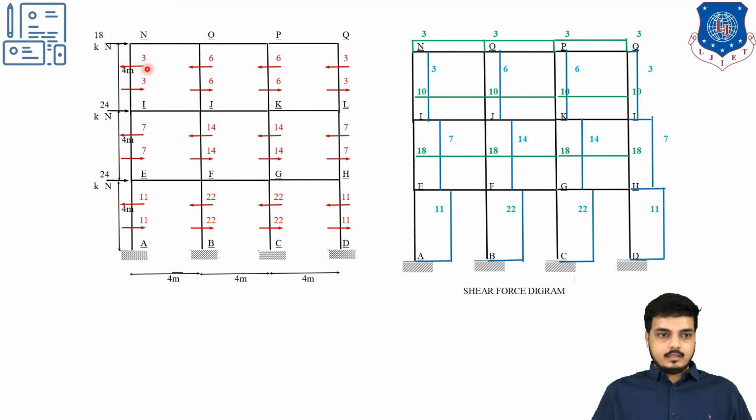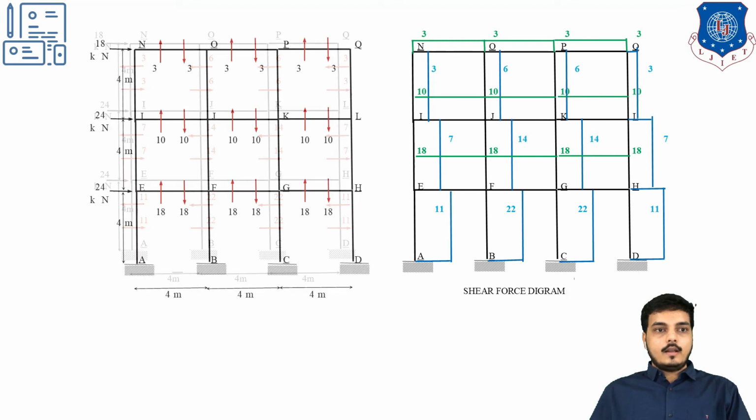So look, this is my column value, which I have shown in the blue color. So this 3, this is 6 and 3. Similarly 7, 14, 14 and 7, 11, 22, 22 and 11. Whatever direction you assume for the one, you have to follow for the both. Now next is for beam. So 3, 3 and 3 it is common, 10 is common and 18 is common.